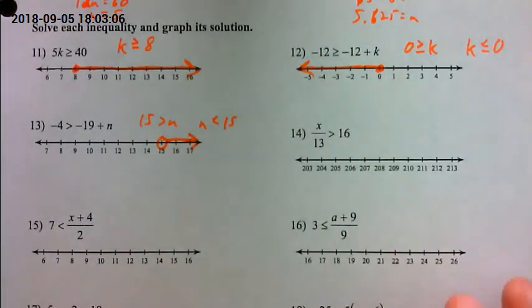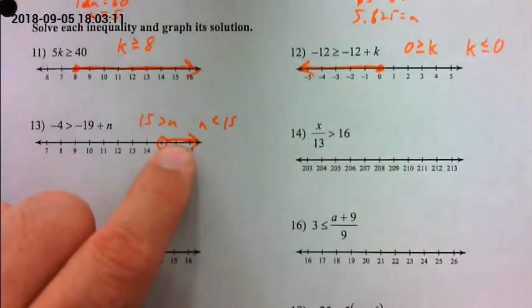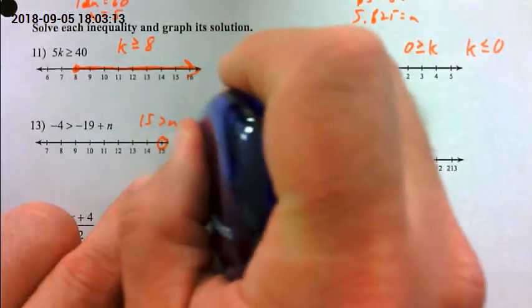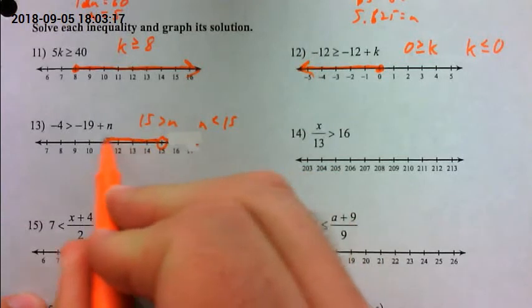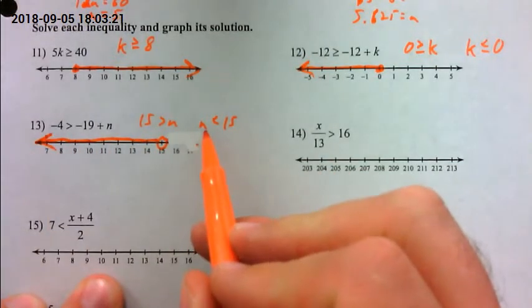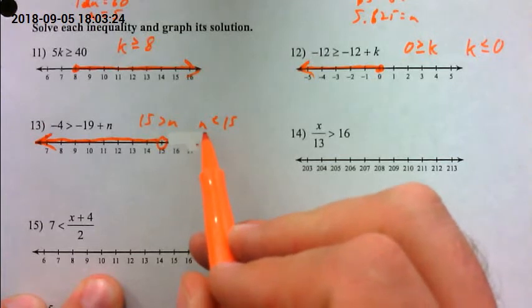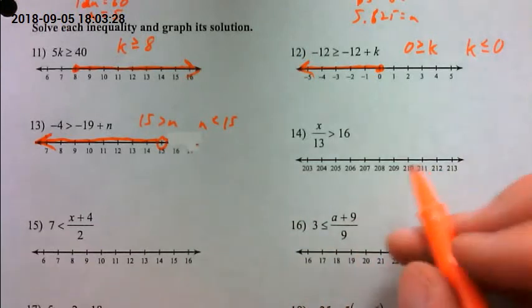So everything that direction. Oh, sorry. I looked at that one. Everything less than. My bad. Everything less than. Yeah, and that's why we have to do it so that n is first, because we have to read it in terms of n. N is less than 15, so everything less than.